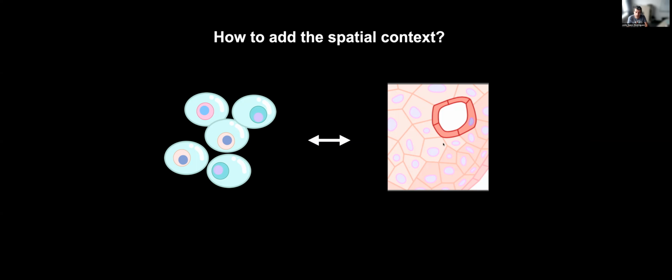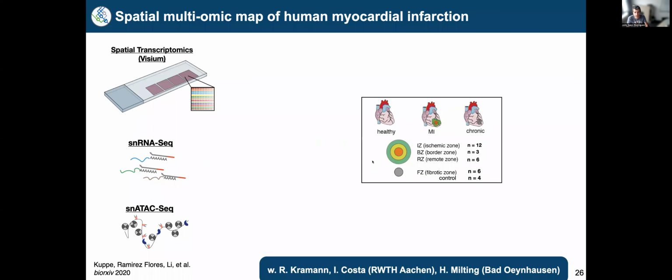And as you probably know, over the last years there have been amazing developments, and as we speak there are still many technologies being developed and coming out that allow us to measure RNA as well as proteins with spatial resolution. So we were quite interested in how we can use this type of data, and in particular, we work in the context of studying human myocardial infarction, using spatial transcriptomics combined with other technologies.